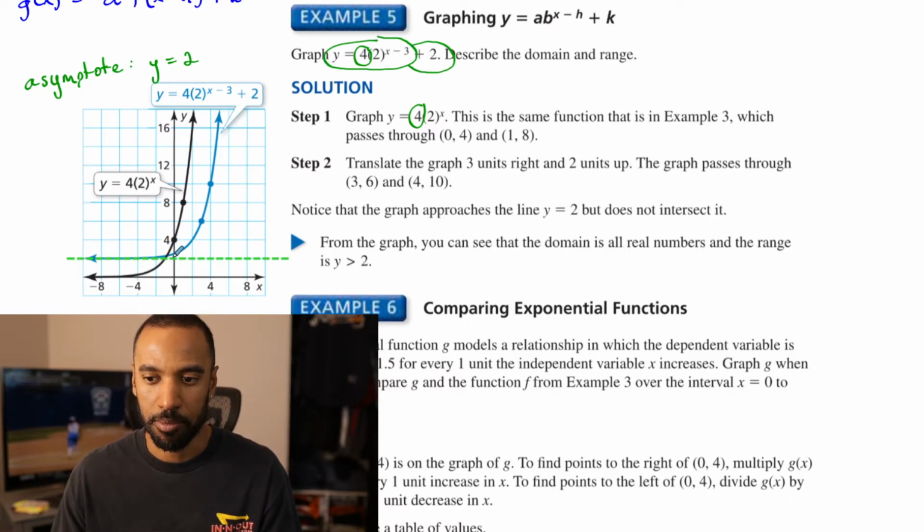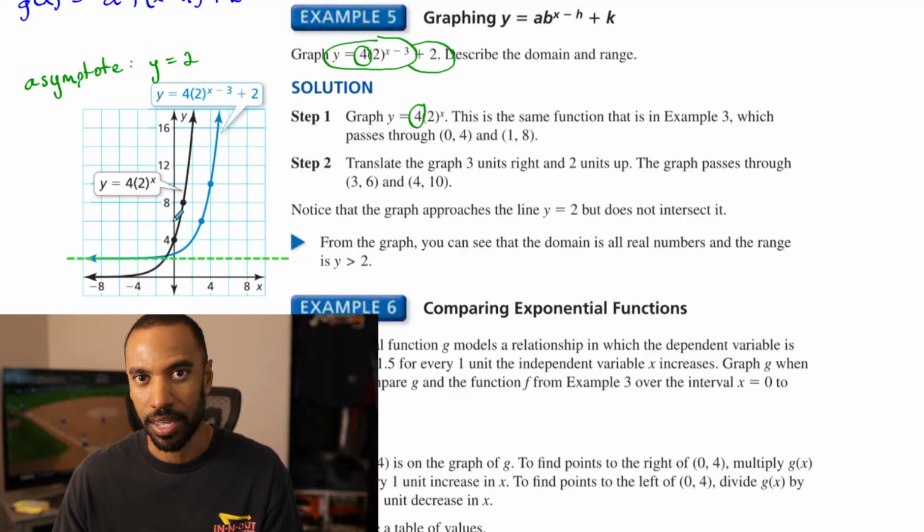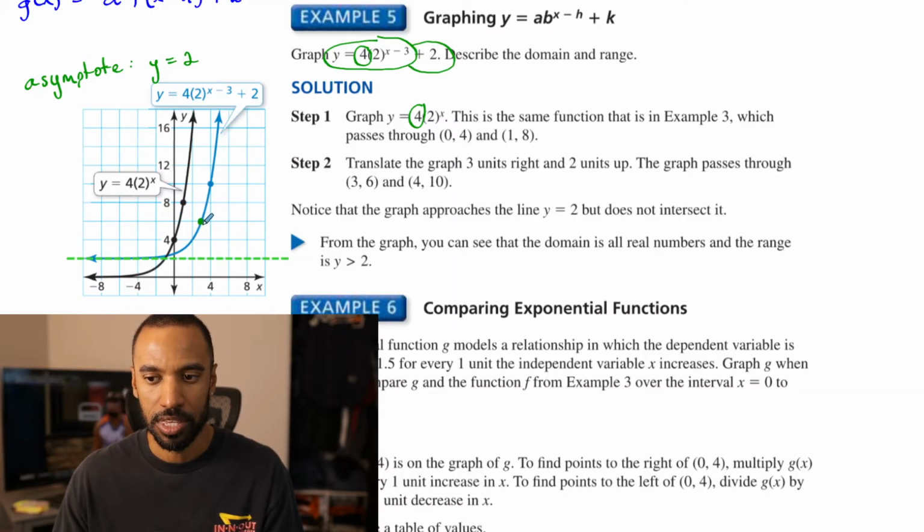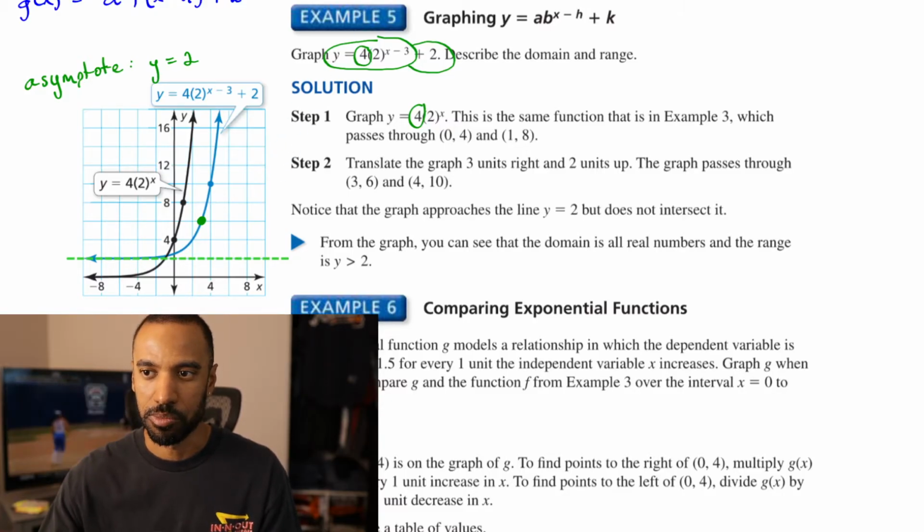If I go 4 up from here, 2, 4, you can notice there's no point right there because we're also shifted 3 to the right. So that's what that minus 3 is. I'm going to shift 3 to the right, and boom, this is my reference point right here. It's 4 up from the asymptote, and it's 3 units to the right. Now, remember, it is 4 up from the asymptote, right? That's its distance.